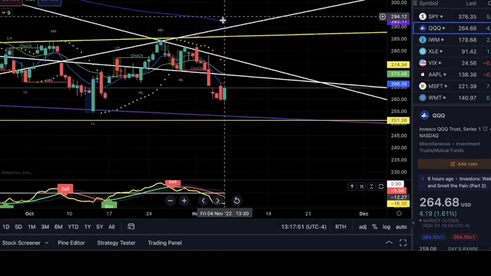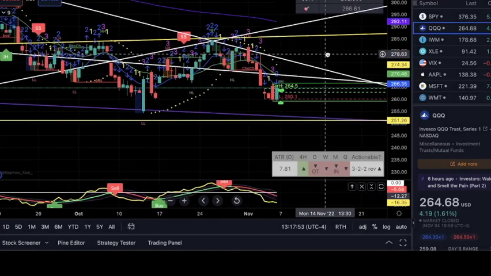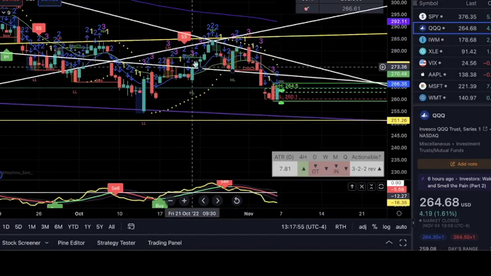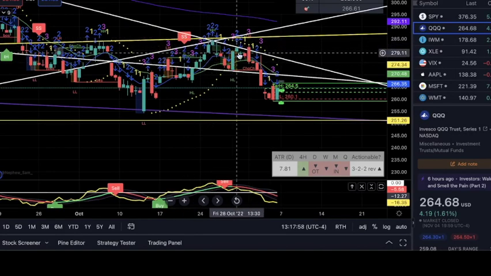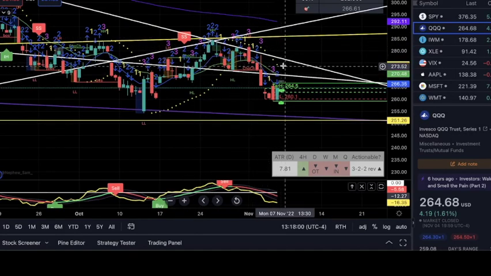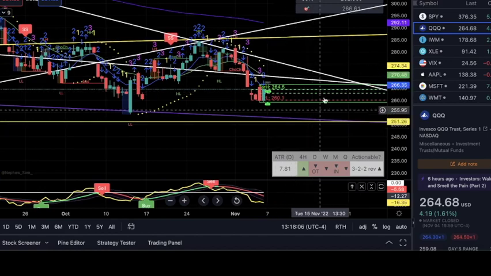So let's see on the 4-hour. No, we don't have an inverse head and shoulders, but we have a higher high here, but then a lower high. So I would expect another lower high, maybe up to 276 if we have a bullish run before dropping down.